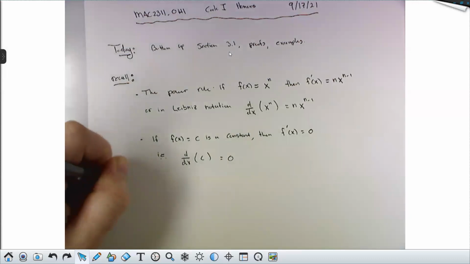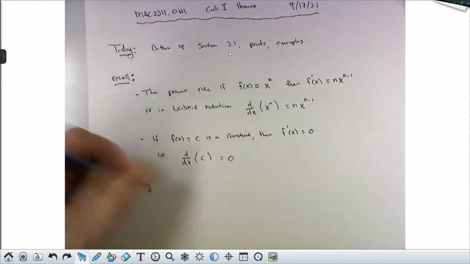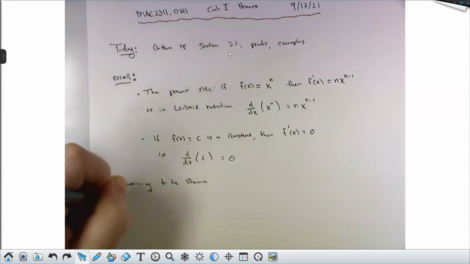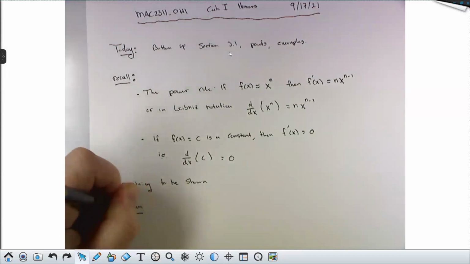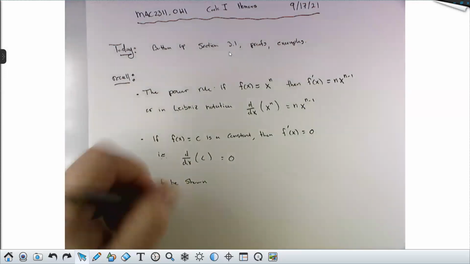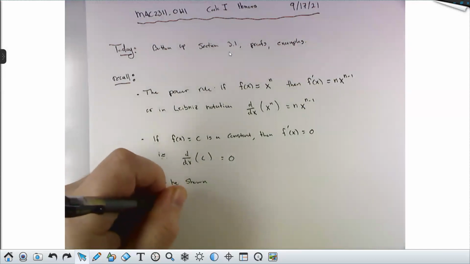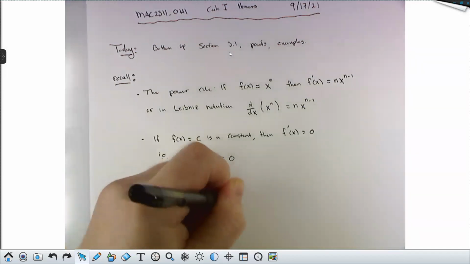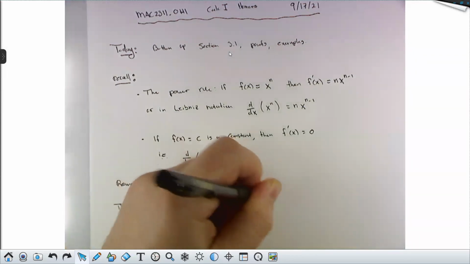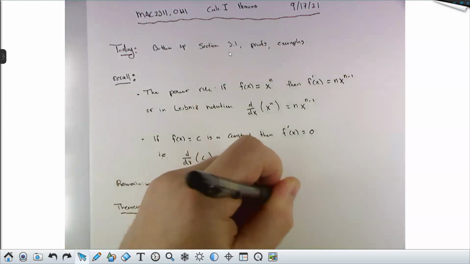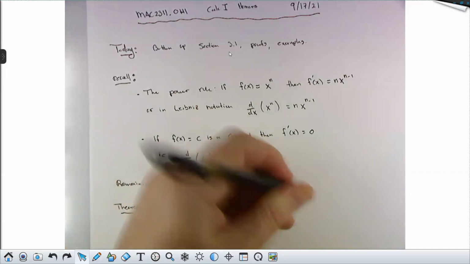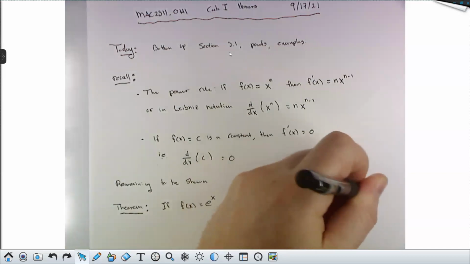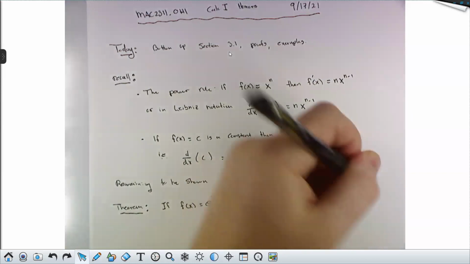So remaining to be shown are two theorems. And the first one we've seen some of the details of. This is just that if f of x is e to the x, where e is that number you all remember, 2.71828, blah, blah, blah, then f prime of x, the derivative, is the same as the original function, e to the x.